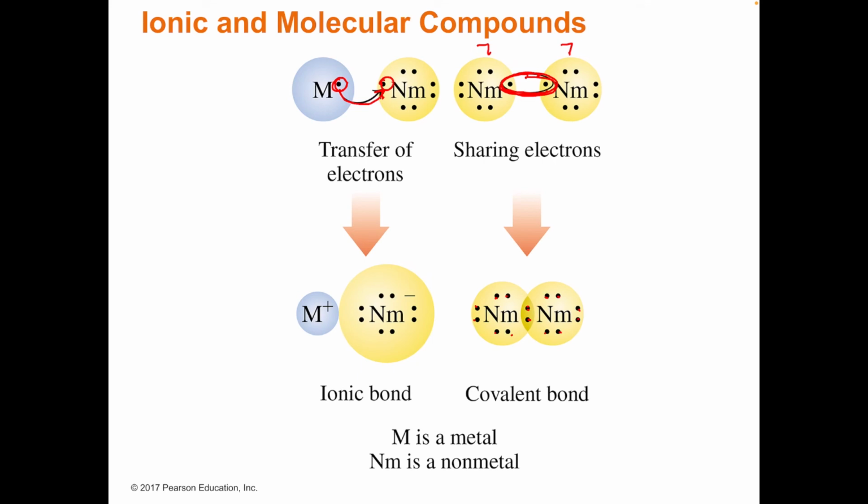So ionic bonds are a transfer of electrons. Covalent bonds are sharing electrons. Okay, so we have transfer versus shared.